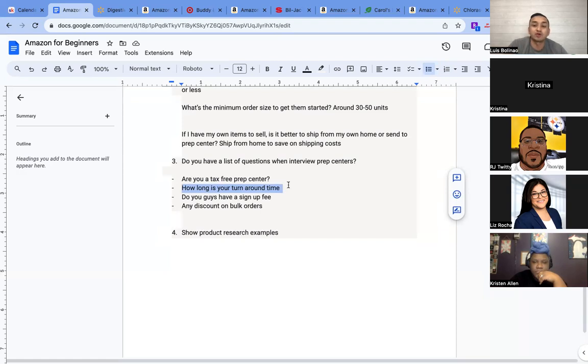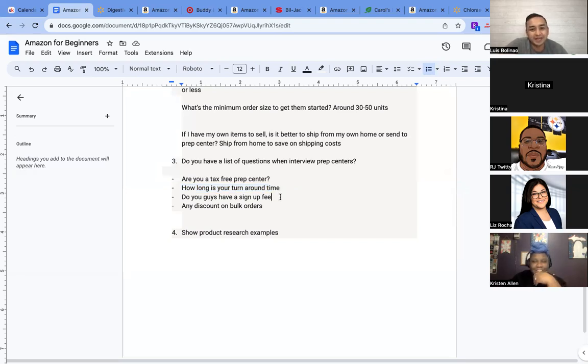Because you want your money to go quick, right? You don't want your products sitting at a prep center and not making money. So I like to work with prep centers that are pretty quick with their process. That way, the products are packed and prepped quickly and sent to Amazon pretty fast, and I can make money right away.